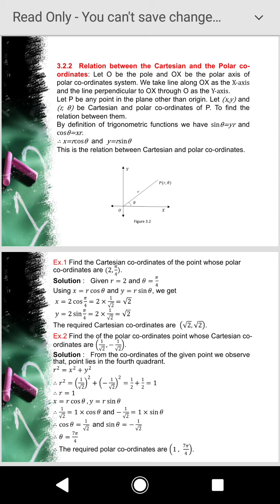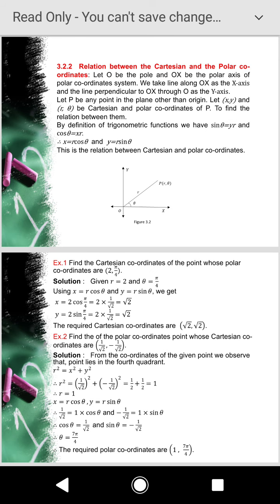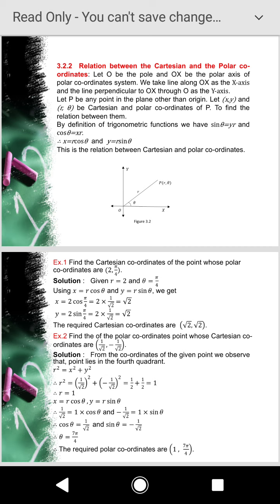In the examination, they ask the question: find the Cartesian coordinates of a point whose polar coordinates are 2 and pi by 4. Now in this example, polar coordinates are given, so we have to find the Cartesian coordinates. Here given r equal to 2 and theta equal to pi by 4. r and theta are the polar coordinates. Using the definition x equal to r cos theta and y equal to r sin theta, we get x equal to 2 cos pi by 4.